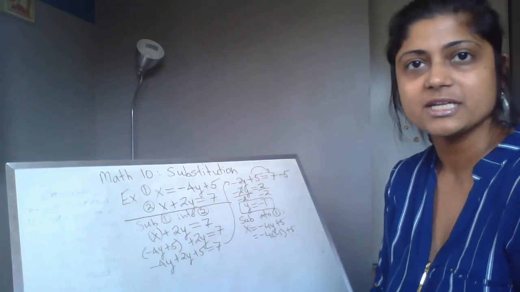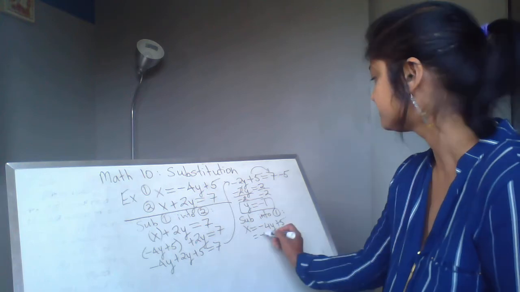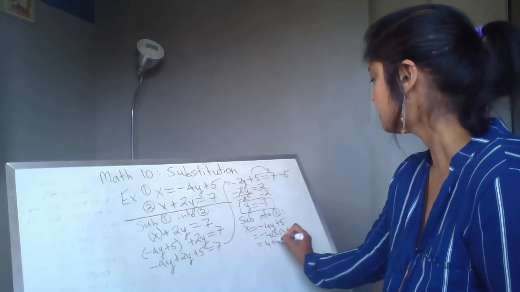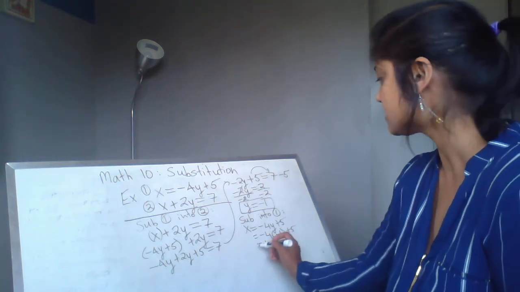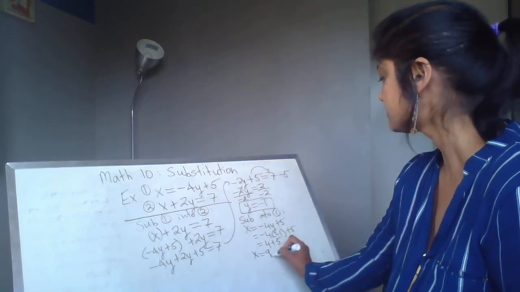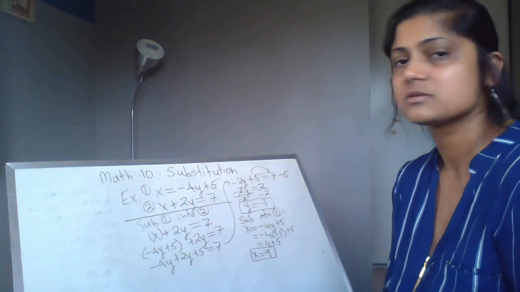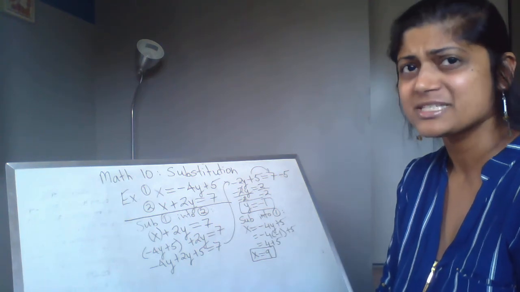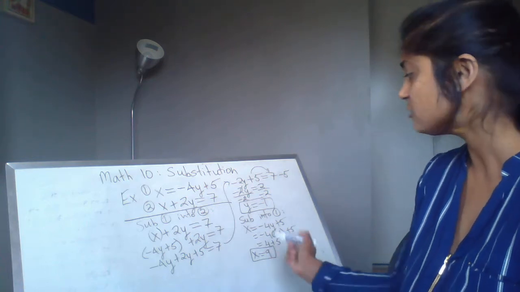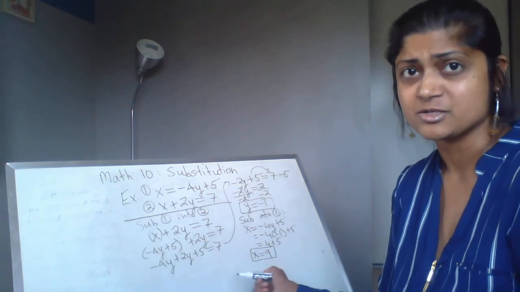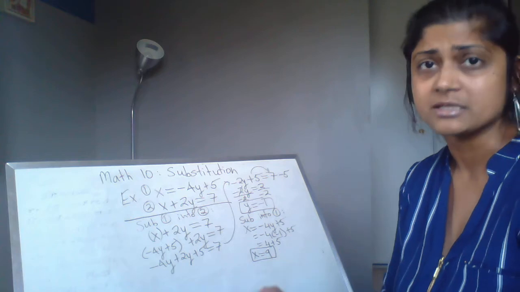So it's going to be negative 4 times negative 1, which is positive 4, plus 5. So we're adding that together, and x is equal to 9. Does everyone see how to do that? Again, sub it into whichever equation you like. However, make sure you're getting this answer. The x has to be equal to 9.